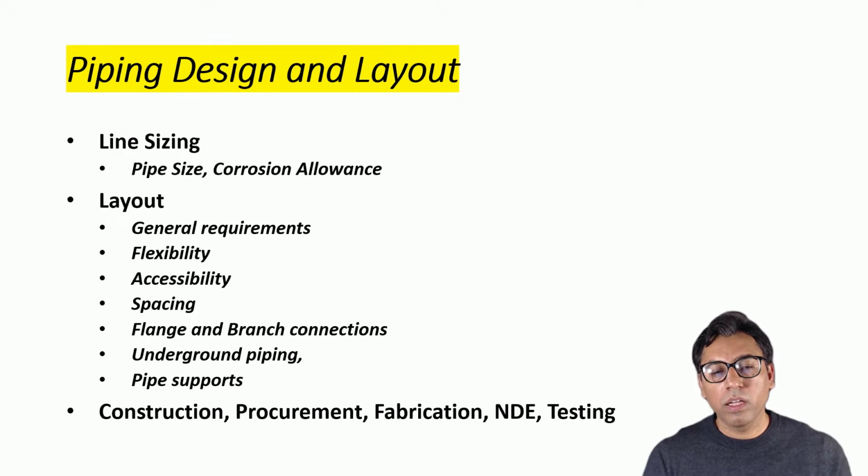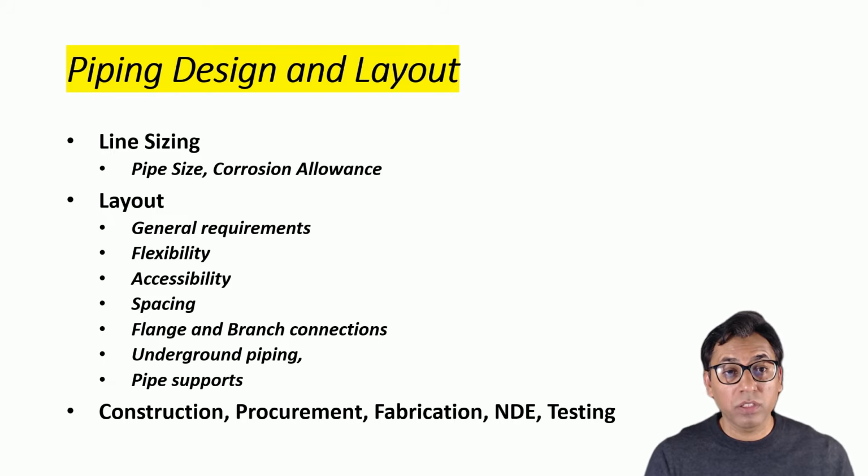They are like line sizing. It will involve pipe size, corrosion allowance, erosion allowance, depending on the type of service inside the piping system, and line velocities. Piping layout will include general layout requirements like piping flexibility, piping spacing, accessibility for maintenance, inspection, operation, flange connections, and other connection details like pipe branches, and it could be underground piping, pipe racks, and pipe supports.